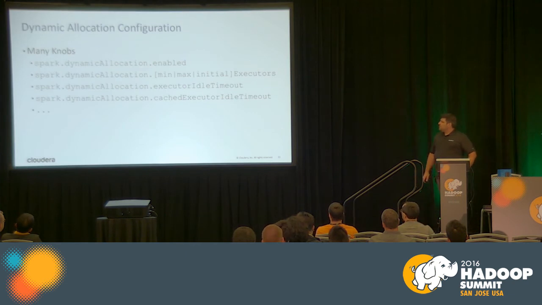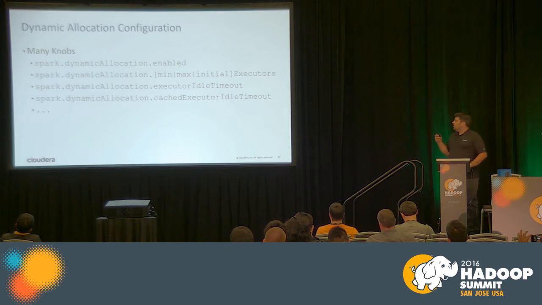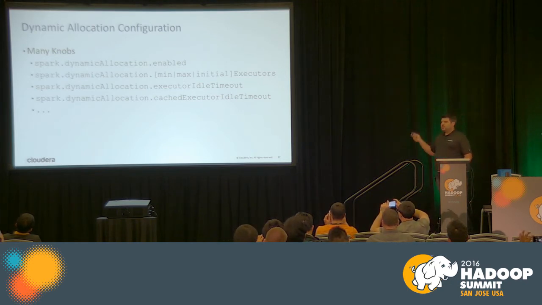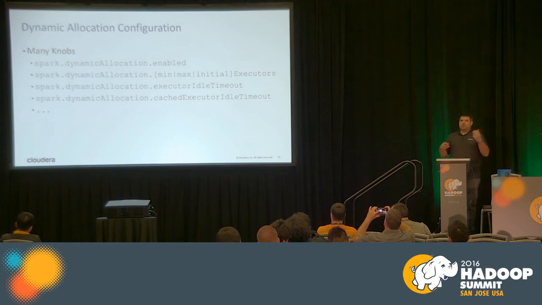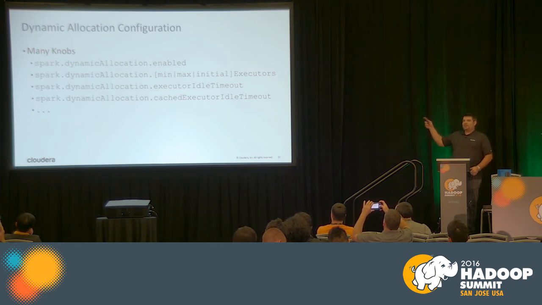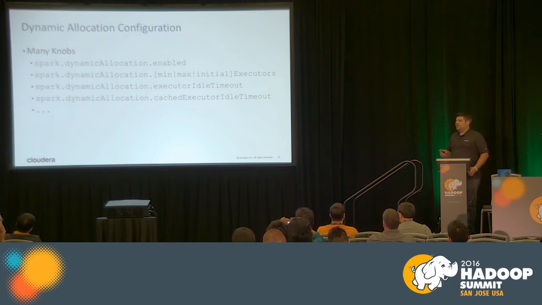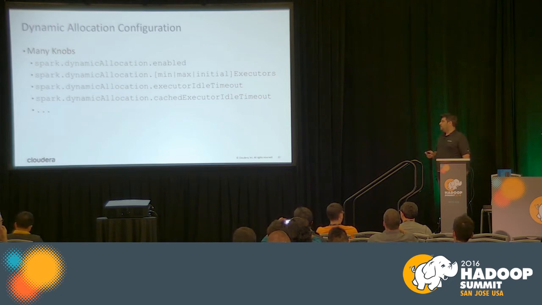So here's some of the more relevant configuration. You can enable it. You can set the minimum, the maximum, the initial executors. The executor idle timeout is when you want to release an executor that isn't doing anything, right? So in the previous case where we saw the third executor go away, it passed the timeout, and therefore Spark reclaimed that, or gave that resource back to Yarn.